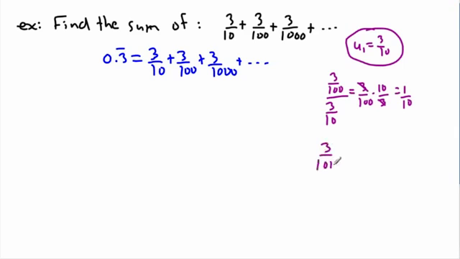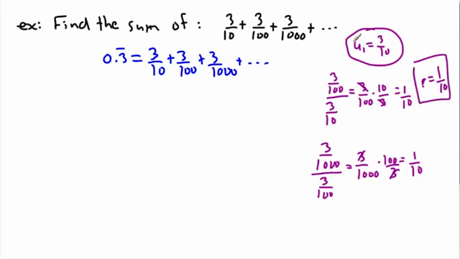All right, let's try this one. 3 over 1,000 divided by 3 over 100. Again, I multiply by the reciprocal, so 100 over 3. The 3's cancel out. 100 over 1,000 reduces again to 1 over 10. Therefore, my common ratio is 1 over 10. That's all I have to do here. So my u1 is this, my r is this.